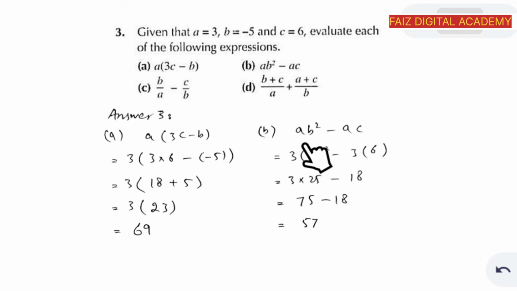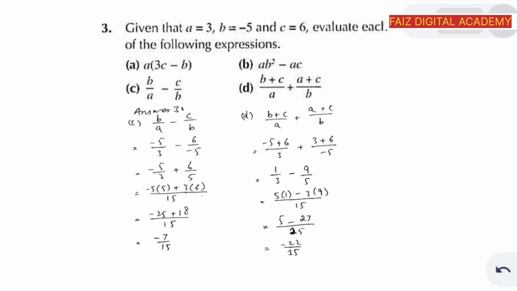In the B part, A B square minus AC, so we write the value of the variable A, that is 3, then for B, minus 5 to the power 2, minus 3 and 6. When we take the square of this 5, the minus is changed to plus, so 5 fives are 25, and then 25 into 3 is 75, whereas on the other hand 6 threes are 18 and this minus, so plus minus minus, and the answer is 57.